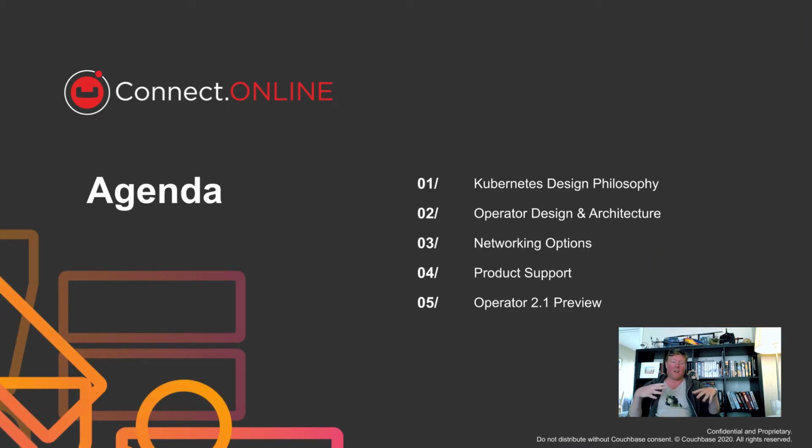We're going to start at the high level with Kubernetes, what it's designed to do, and where operators fit into that whole picture. Then we're going to look at the actual operator's design and architecture, drilling down a little bit deeper. We'll look at networking options, how to support the product, which is very important to you as the customer, and also have a bit of a preview of Operator 2.1, which will be out very, very shortly. So without further ado, let's get cracking.